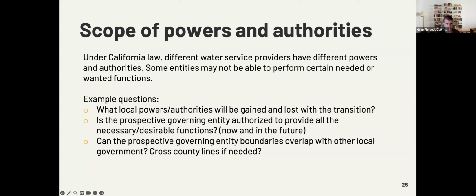When it comes to scopes of powers and authorities, some questions that are relevant are what local powers and authorities will be gained or lost with the transition into a new prospective governing entity, as well as is the prospective governing entity authorized to provide all the necessary and desirable functions, which we recognize, again, can vary case by case, although there are also necessary functions across all cases. Next slide.